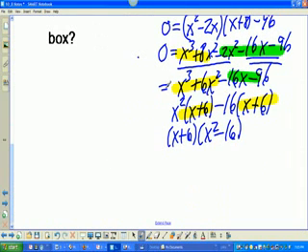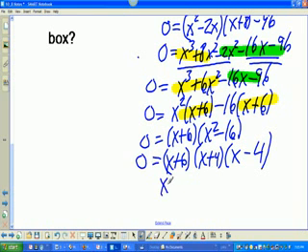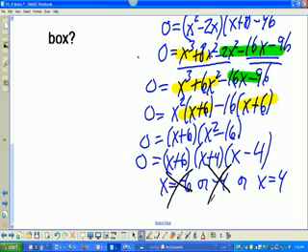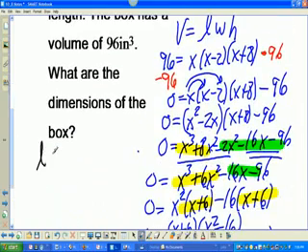And this factors. Remember, all of this is equal to 0. So x plus 6, and that's x plus 4, x minus 4. Let's use some mental math here. So x equals negative 6, or negative 4, or positive 4. Since x is length, I'm going to reject negative numbers because I can't have negative numbers for the length of my box. So the length of my box is x.